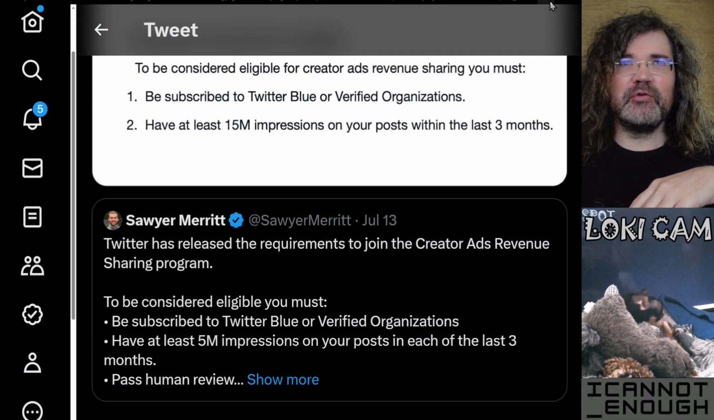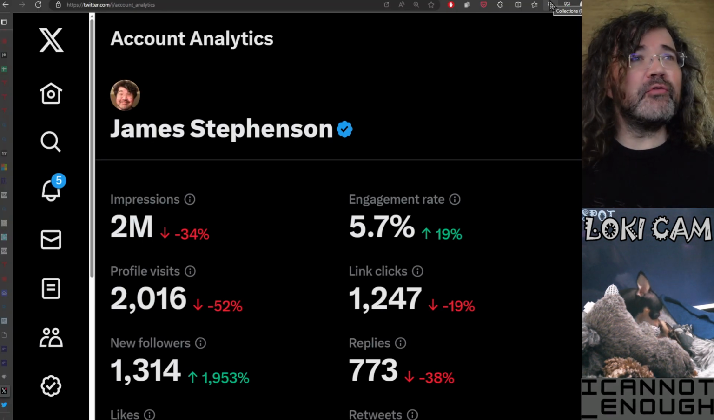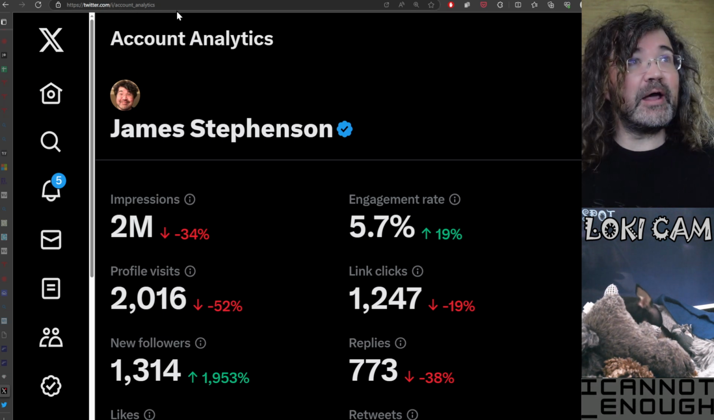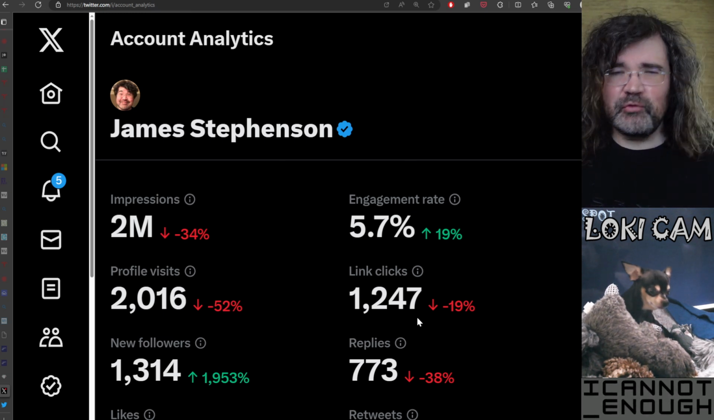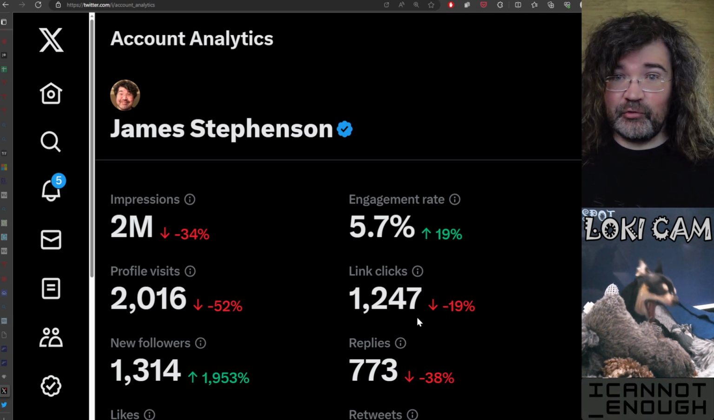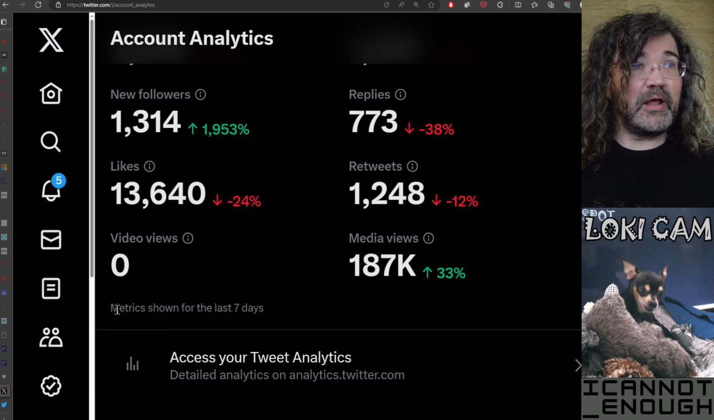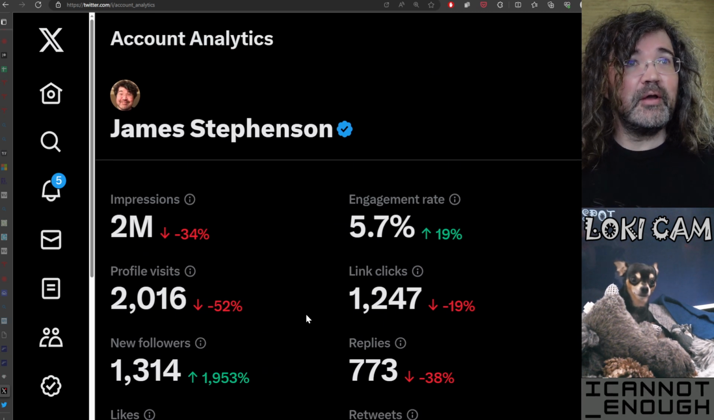All right, so that's one of the ways of looking at it. The other way is to just show you an example. Let's see, which one of these do I have pulled up first? All right, so here's account analytics. If you go to twitter.com/i/account_analytics, you can see a brief summary of what your analytics look like over the previous 7 days. How do you know it's 7 days? Because it tells you in the note down here, metrics shown for the last 7 days.